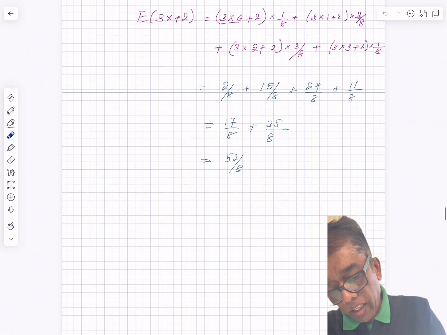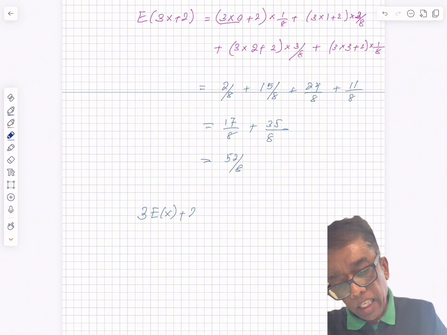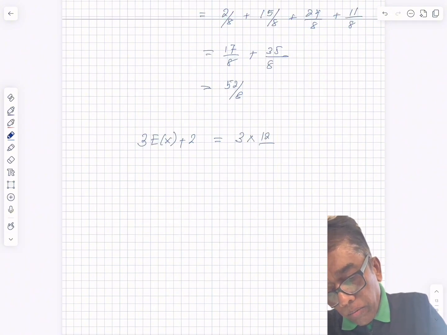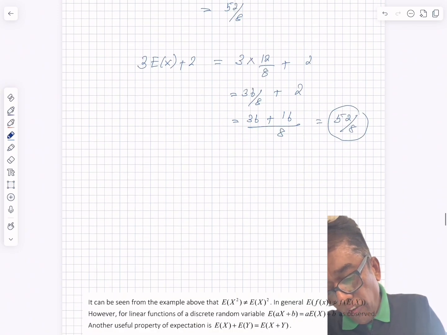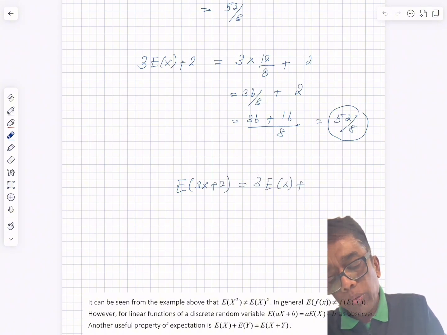We will consider 3 times what is EX. EX we got earlier, it was 12 over 8 plus 2. It is 36 over 8 plus 2. 36 plus 16 over 8. It is again 52 over 8. That means we can say E of 3X plus 2 is equal to 3 times EX plus 2.